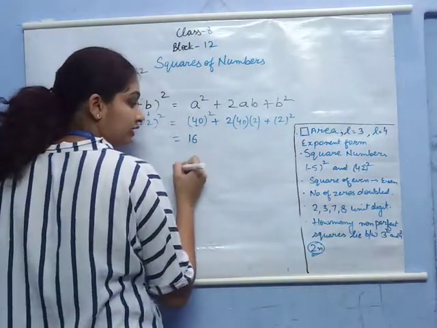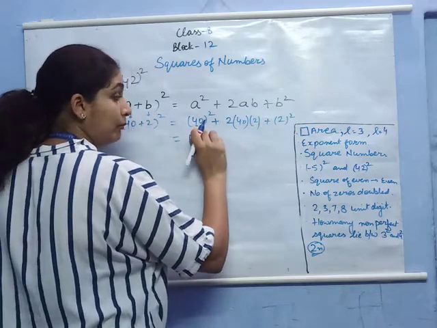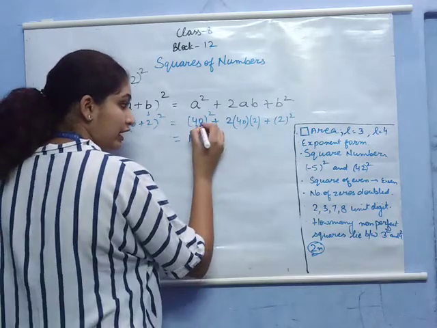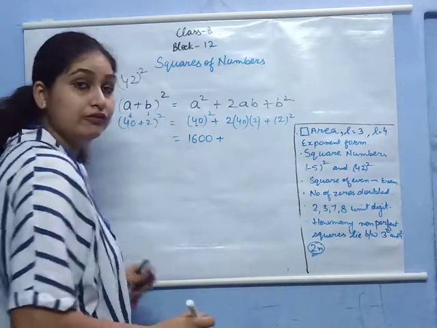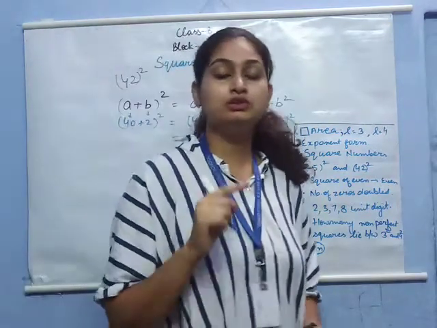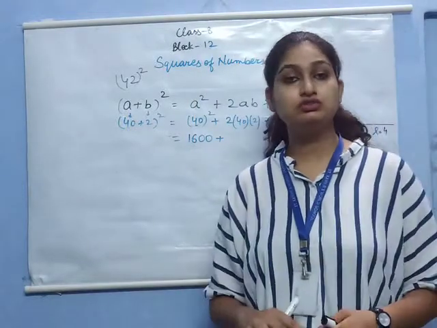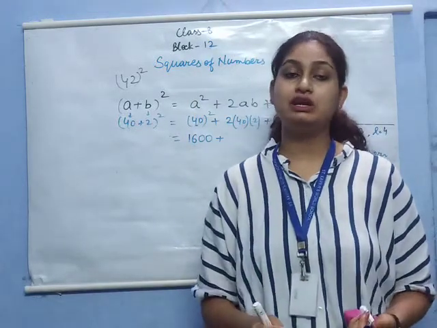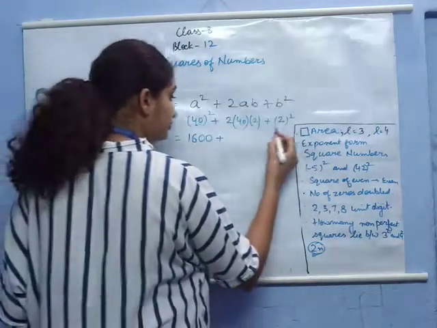I'll write 16. 0 is there. When we square the 0, the number of zeros becomes double. Here is only 1 zero, but in its square it will be 2 zeros. If there is 1 zero in the number, in the square we have 2 zeros. If there are 2 zeros in the number, in the square of that number we'll have 4 zeros. The number of zeros in the square becomes double.